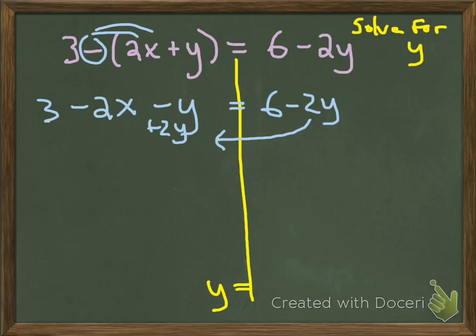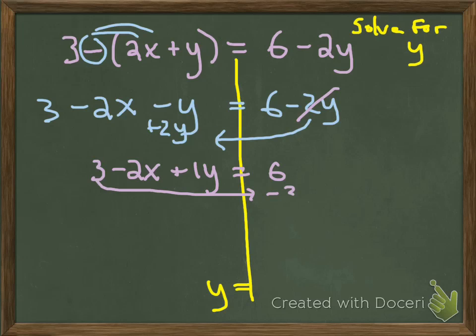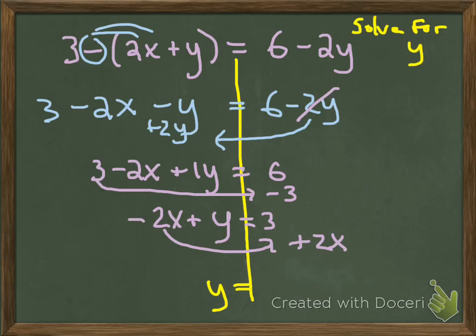And we're going to have this 3 minus 2x, so we'll rewrite it here. 3 minus 2x. Negative y plus 2y is a positive 1y. And it equals, now this is gone, so it just equals 6. So let's get some more stuff together. Let's take this 3 and move the 3 over to make it a negative 3. 6 minus 3 is 3. So we have negative 2x plus 1y, or I could just say plus y, I don't need the 1 there, equals 3. And if I add the 2x over to the other side, make it a positive 2x, I'm going to be ready to get an answer.